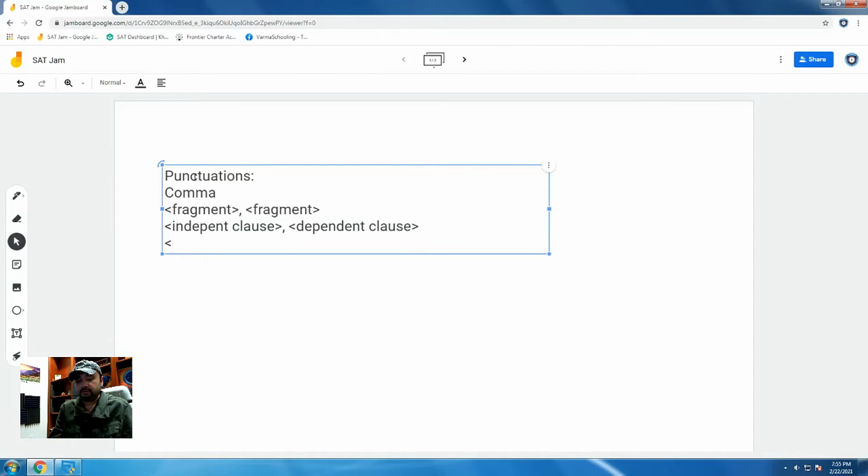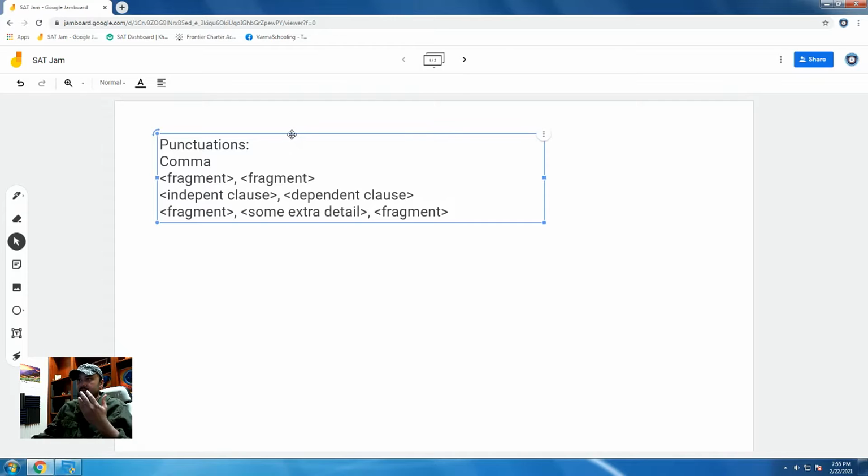So that's another structure. And sometimes you'll find a comma to have some kind of detail. So something like a fragment, and then some extra detail, then fragment. It's something like that. And on your SATs, you're going to get one of these situations, and you're going to have to understand how to handle them. And if you just think of it as a connector, that it's trying to connect two thoughts together, a fragment or an independent clause. That's not how you spell it. Independent.